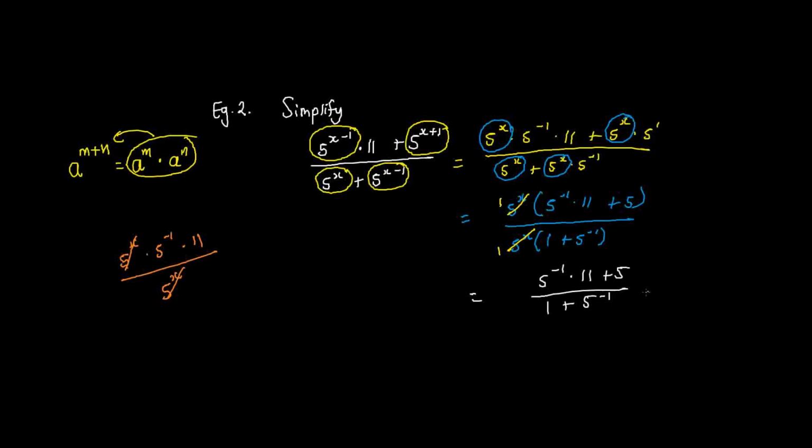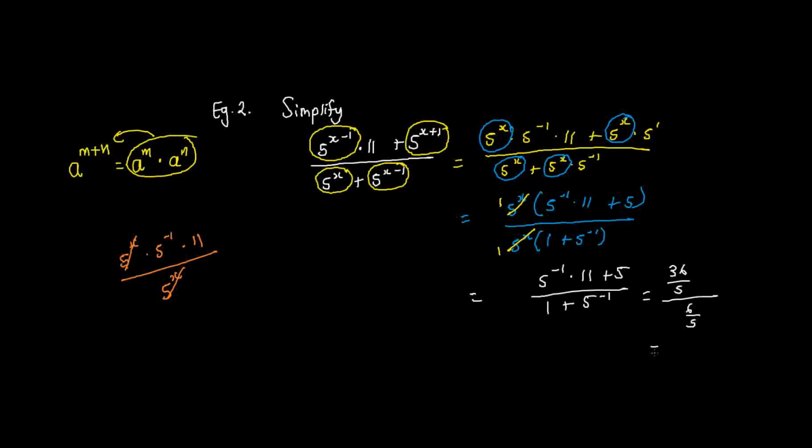So to simplify the numerator, you can say 1 over 5 times 11, which is 11 over 5 plus 5, and then look for the LCD. That's a long story, so let's use our calculator and simplify the numerator. If I use my calculator, it's 36 over 5. And if I simplify the denominator, 1 plus 5 raised to the power of -1, it's 6 over 5.